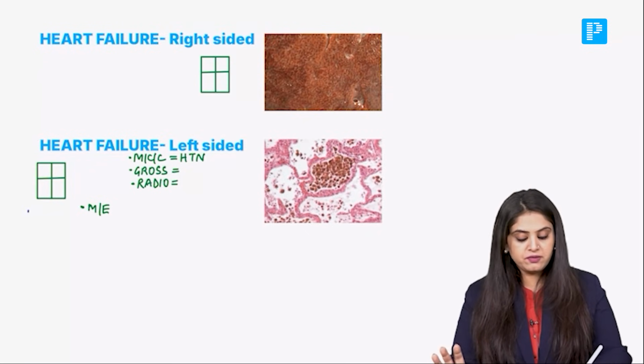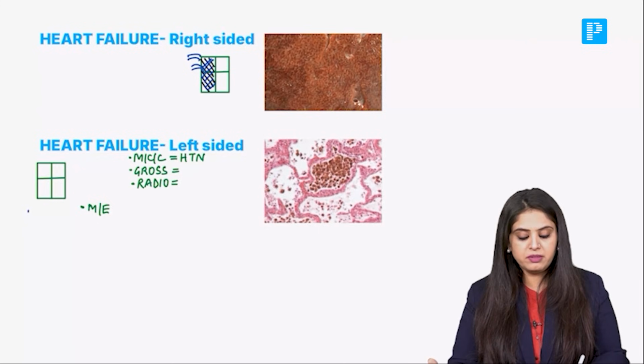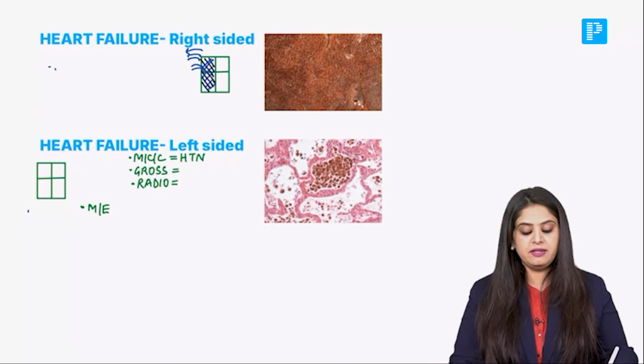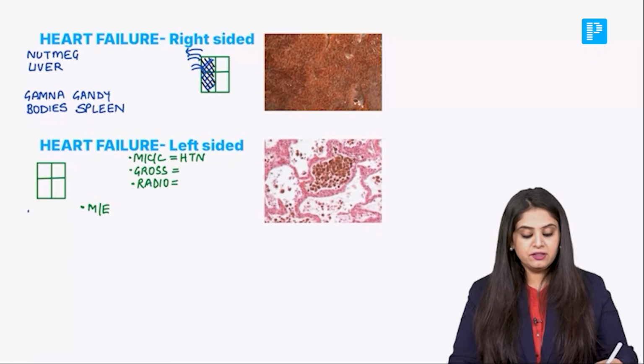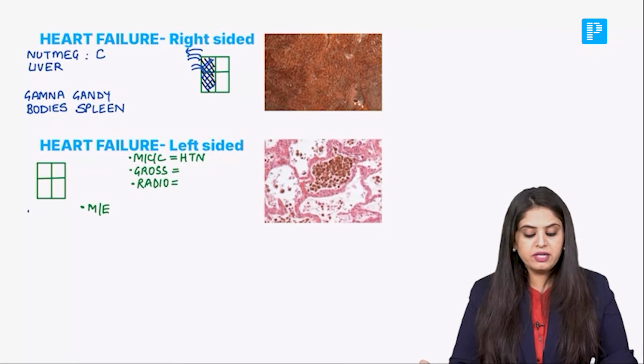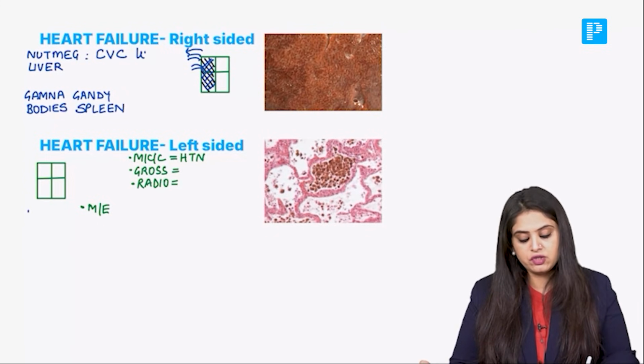Now if the right side of the heart fails, as I am highlighting over here, normally the right side of the heart receives all the venous blood, superior vena cava, inferior vena cava. If the right side of the heart has failed, this means all the blood is now going to go back into two main organs, the liver as well as the spleen. So in the liver, all the venous blood has gone, chronic venous congestion has gone in the liver. So chronic venous congestion of the liver will look like this, that is the nutmeg liver.